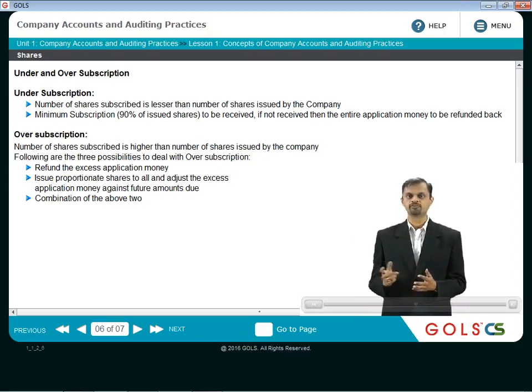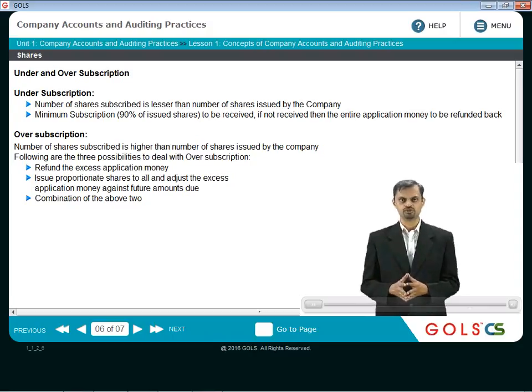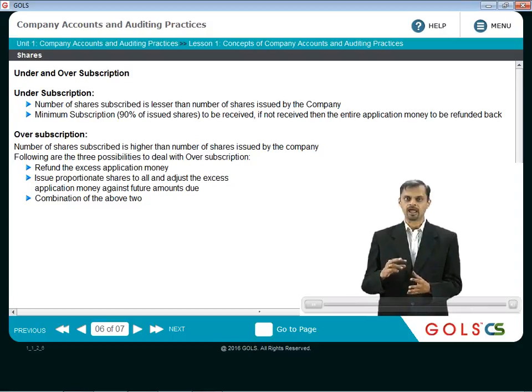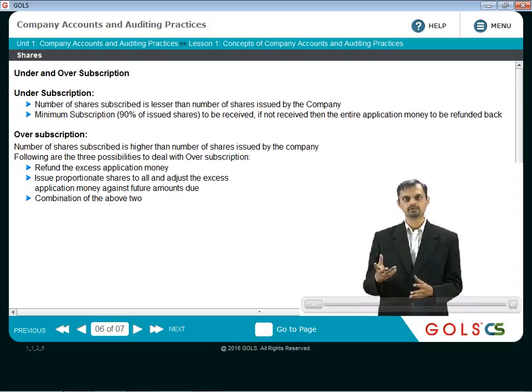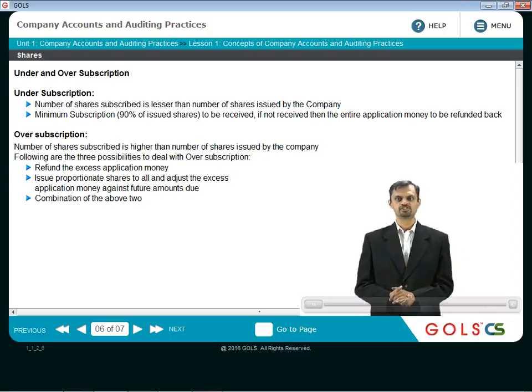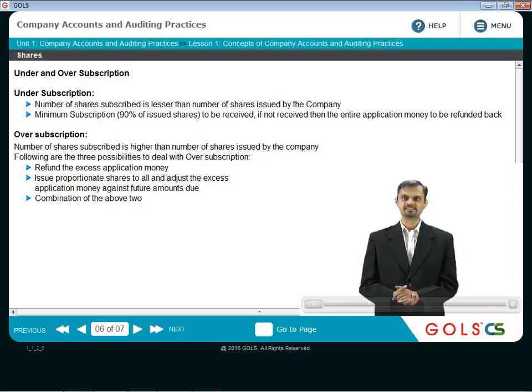Company will not refund or reject the applications of any individual applicants. Company will allot 50% of the application quantity. So whosoever has applied for 10 shares, he will get 5 shares. Whosoever applied for 20 shares, he will get 10 shares. Because the applications were received for twice the amount of the issue size. So this is called pro rata allotment. So issue proportionate shares to all and adjust the excess application money against the future amounts due.